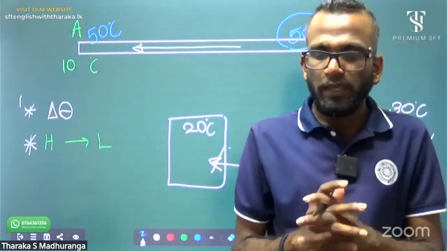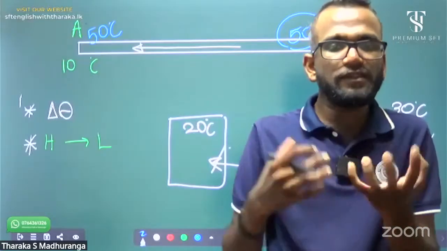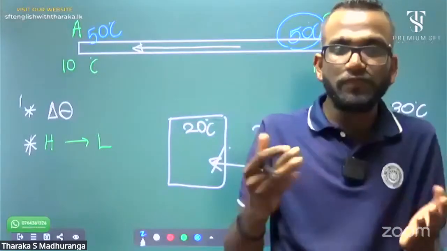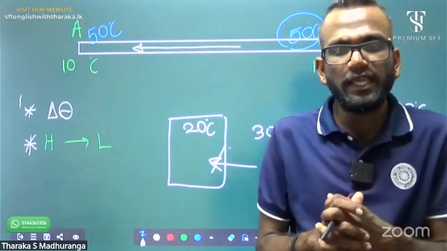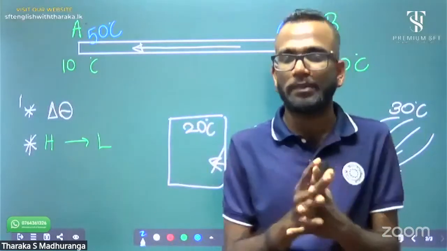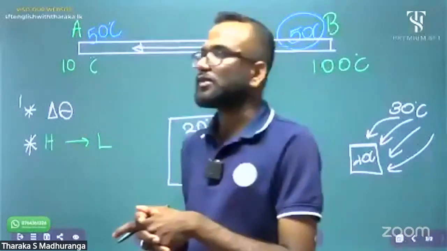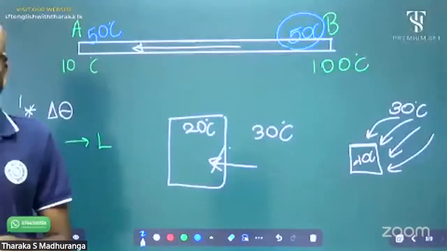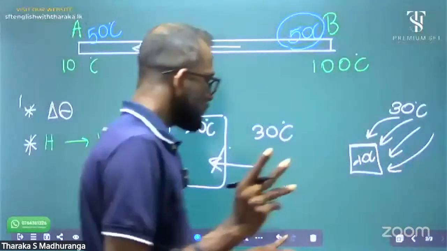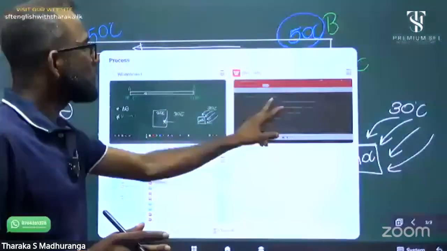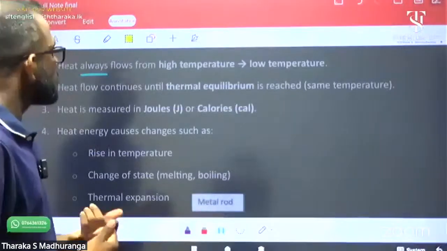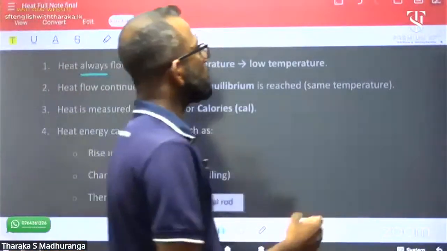If there is any temperature difference between any two substances, heat is continuously transferred until thermal equilibrium. Thermal equilibrium means both substances, or both materials, or both regions come to the same temperature. That we call thermal equilibrium. The second point, actually the third point: the heat flow continues until thermal equilibrium is reached.